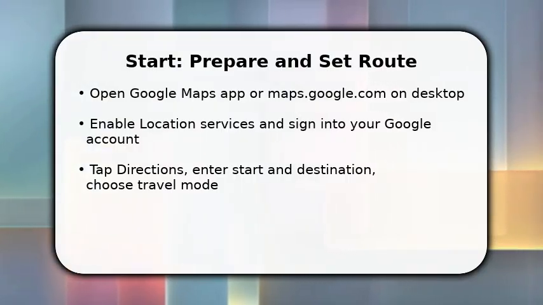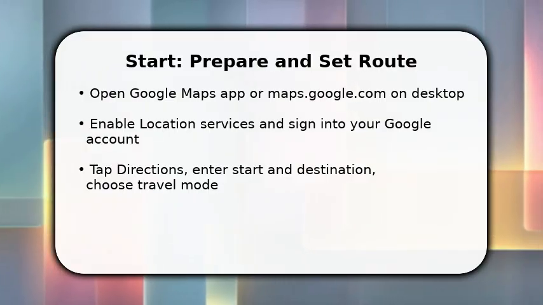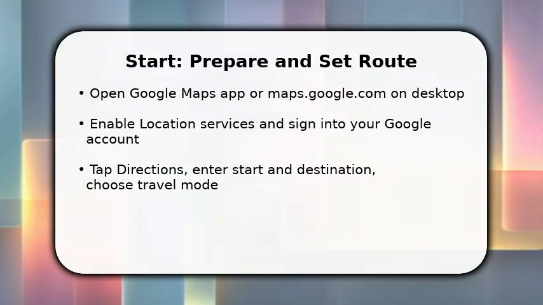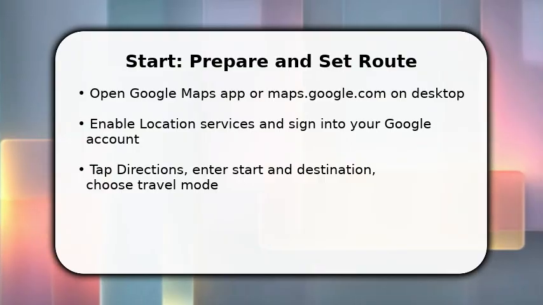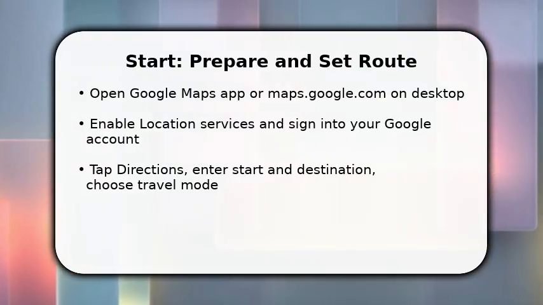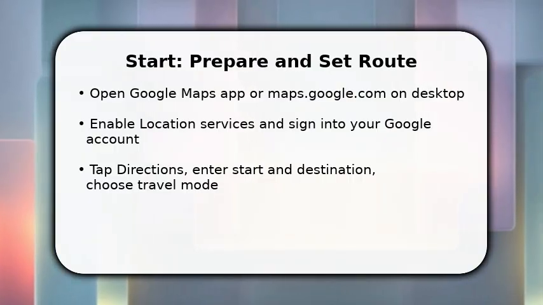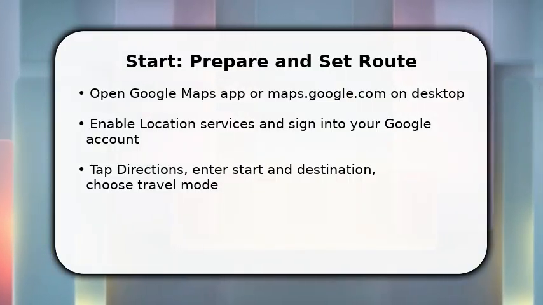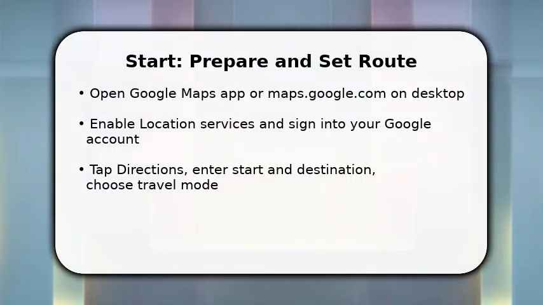Make sure you pick the correct travel mode, driving, walking, transit, or cycling, because each changes suggested roads and time estimates. Next, you'll review alternate routes and customize options like avoiding tolls or highways before starting navigation.